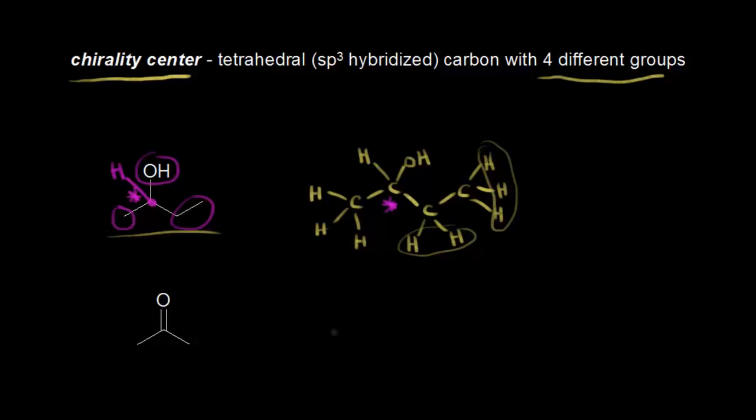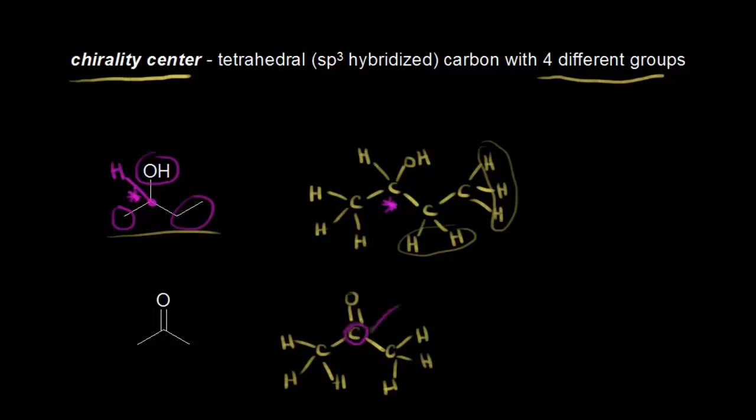All right, for our next example, let me draw in the carbons. We have 3 carbons. The carbon on the left has 3 hydrogens bonded to it, so that carbon is not a chirality center. Same with the carbon on the right, 3 hydrogens, so there's no way it could be a chirality center. Let's focus in on this carbon right here. Let's think about the hybridization of that carbon.